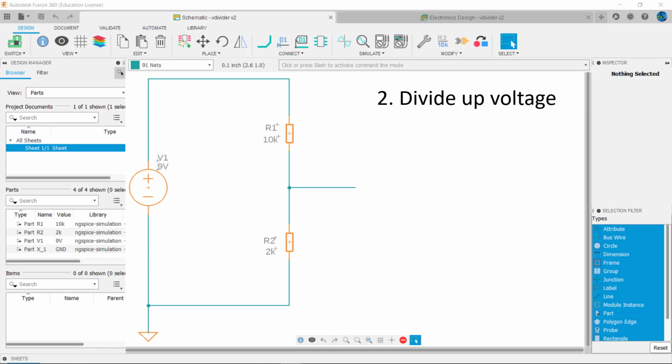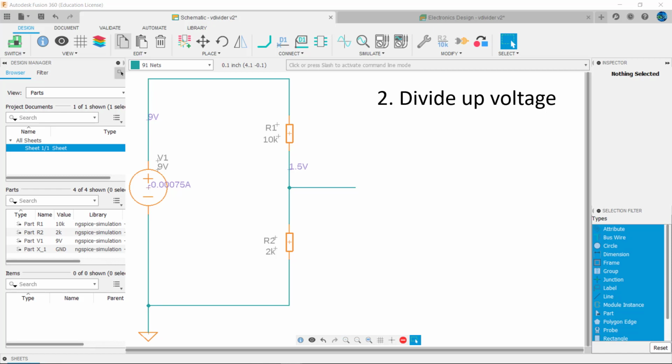Voltage dividers are series circuits that, as their name suggests, divide up the voltage. After selecting the Simulate button, we see that Fusion calculates the voltage at the top of R2 to be 1.5 volts. The remainder of the 9 applied volts is across R1.